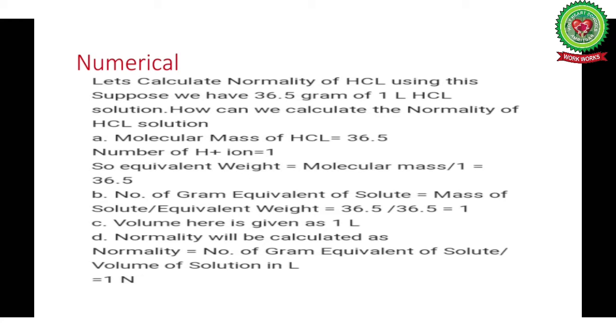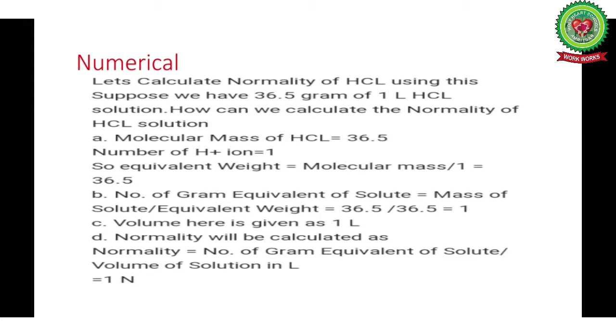We are going to calculate the molecular mass of HCl, that is 36.5 only. The number of H positive ions given by HCl is 1. It means HCl is an acid, so the basicity of HCl is 1. So equivalent weight is equal to molecular mass divided by 1. So we are getting equivalent weight 36.5 only.